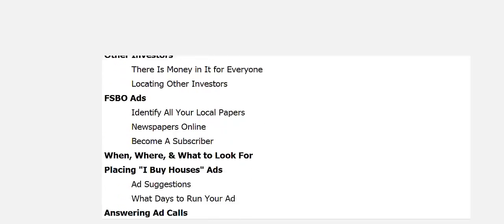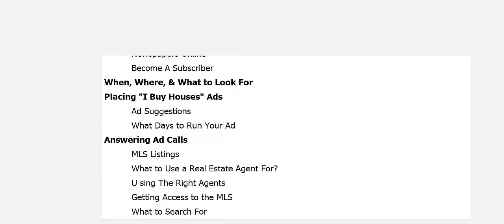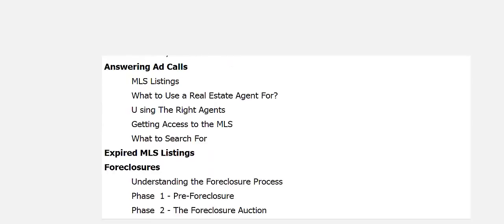Then FSBO ads, identifying all your local papers and the internet, newspapers that are online, becoming a subscriber. When, where, and what to look for. Placing I Buy Houses ads. Ad suggestions. What days do you run your ad? Answering ad calls. What to use a real estate agent for. Using the right real estate agents. Getting access to the MLS, or the multiple listing service.